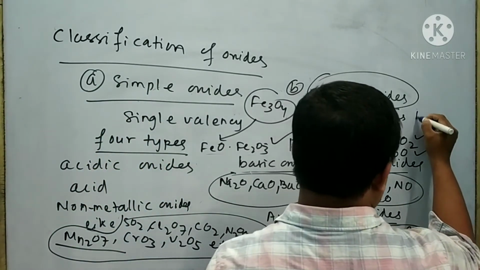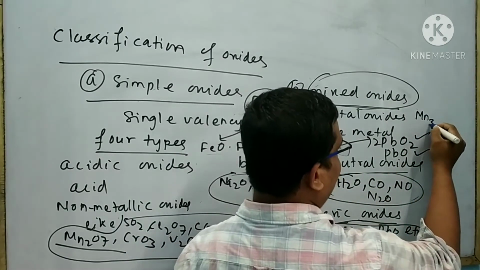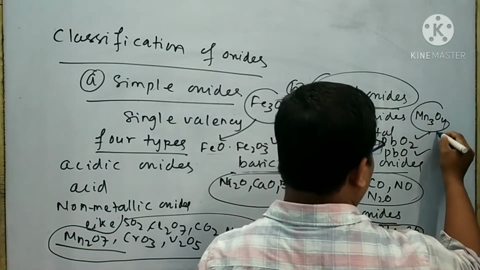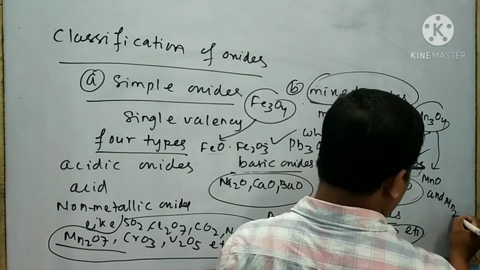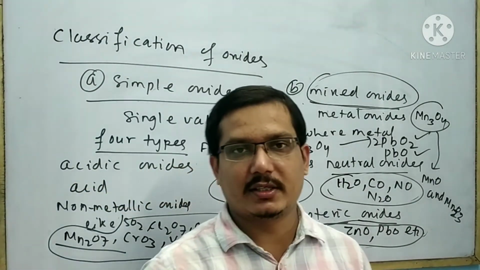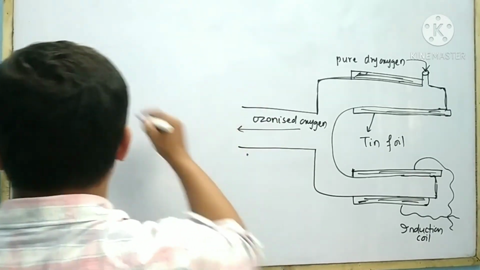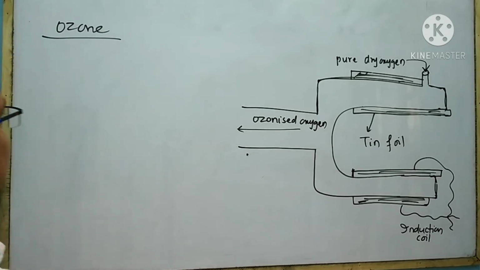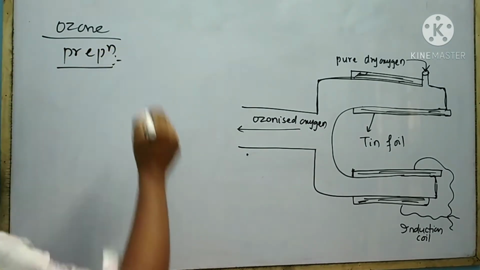Similarly, I can take another example of mixed oxide, that is Mn3O4. This mixed oxide shows the characteristic properties of MnO and Mn2O3. This is all about the classification of oxides. Next I will discuss ozone. At first I will discuss the preparation of ozone.